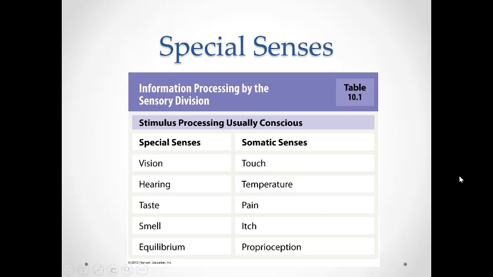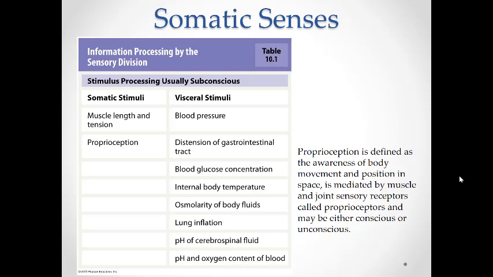So let's carry on with our discussion about an overview of the senses. Our senses can be divided into special senses and somatic senses. Special senses include vision, hearing, taste, smell, and equilibrium. Somatic senses are touch, temperature, pain, itch, and proprioception. Somatic senses can further be divided into somatic stimuli and visceral stimuli. Somatic stimuli are muscle length and tension, or proprioception. And proprioception is just a fancy word for the sense that determines where in space your limbs or your body are located.